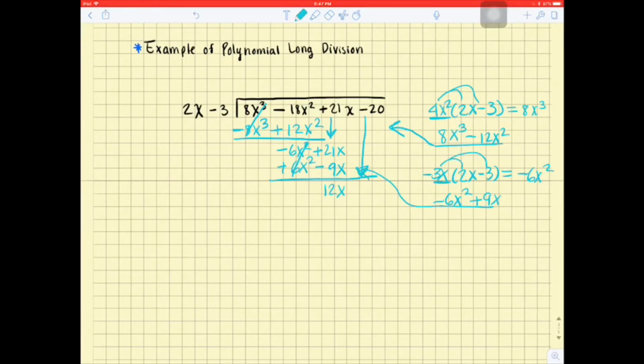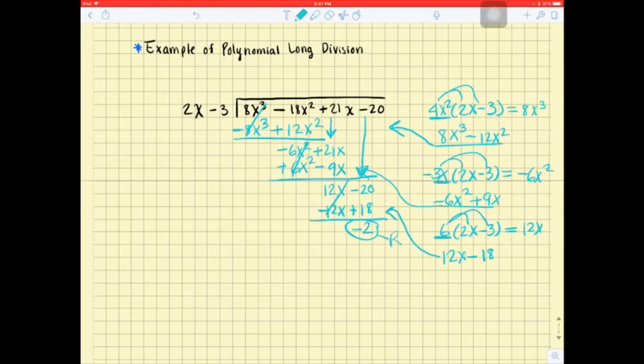Now I'm going to bring down the minus 20, and I'm going to take my divisor again, 2x minus 3, and multiply times a number that gives me 12x, as you can see here. So I'm just going to do that. Take 6, right? And then I'm going to get 12x minus 18. I'm going to plug this in. 12x minus 18. Flip every sign. And then cancel out these. And I'm left with negative 2.